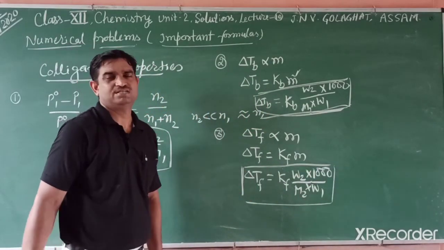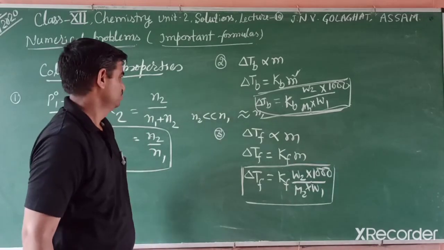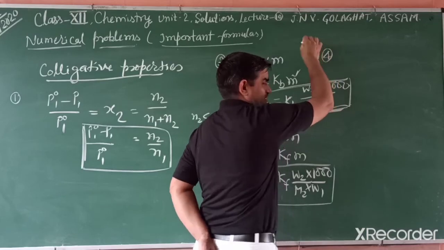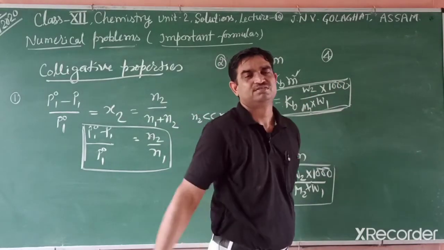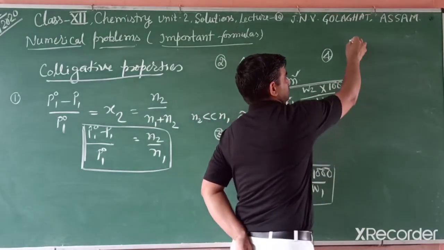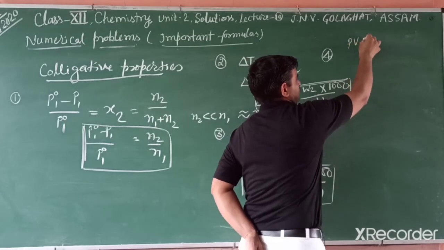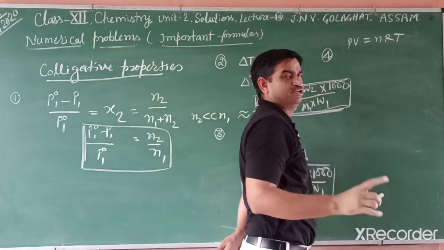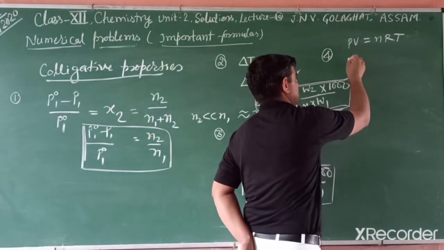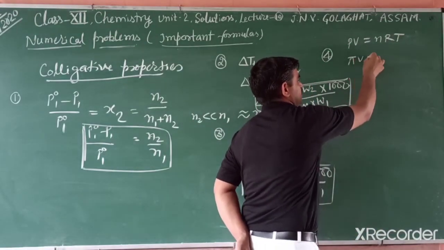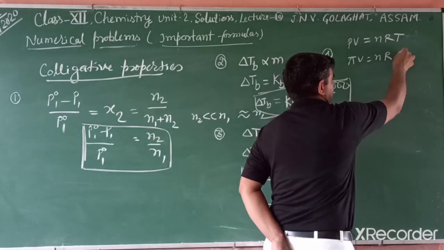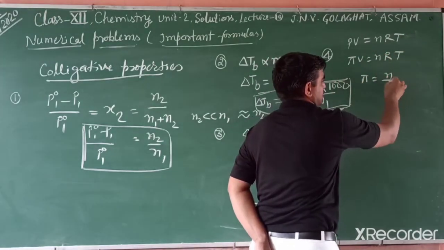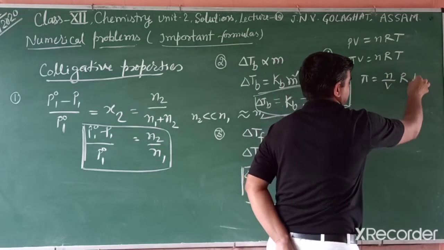The last colligative property is osmotic pressure. You know osmotic pressure from 11th class, that is the ideal gas equation, PV equals nRT, that is for gases. But for solution, we write pi in place of P: pi V equals nRT. So how can we write? Pi is equal to n by V RT.